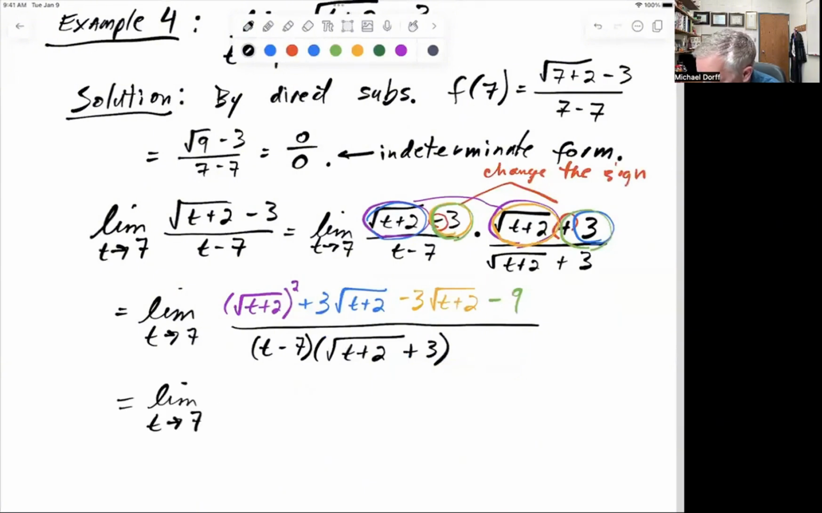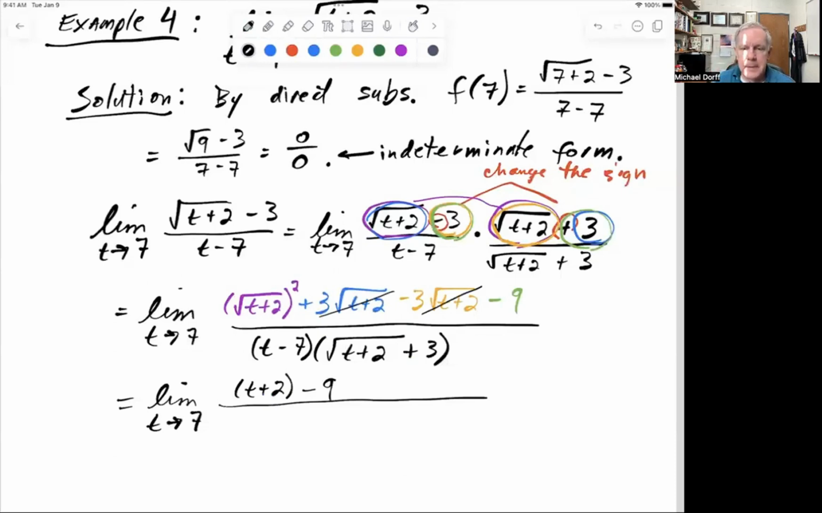Now let's simplify what's on the top. When I take that purple part and I've got the square root of t plus 2 squared, that's just going to end up to be t plus 2. Square root of t plus 2 squared is just t plus 2. And then notice that I've got the blue part and the orange part, and they cancel each other out. One is plus 3 square root of t plus 2, and the other is minus 3 square root of t plus 2. Those cancel out. And then I'm just left with a minus 9.